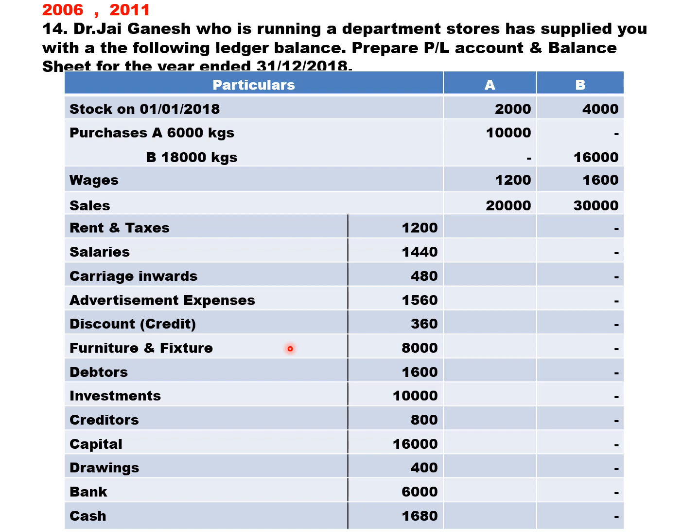Furniture and fixtures will come in balance sheet, debtor balance sheet, investment balance sheet, creditor balance sheet, capital balance sheet, drawings balance sheet, bank and cash is an asset will come in balance sheet. Now let us look into adjustment, students.